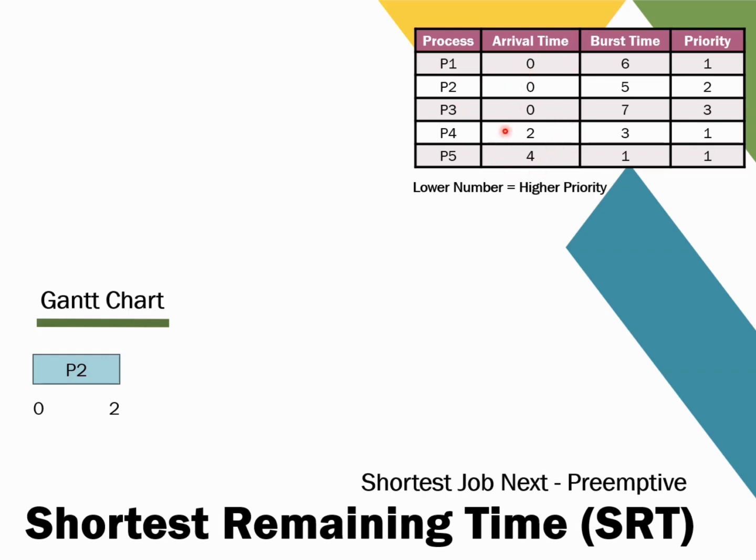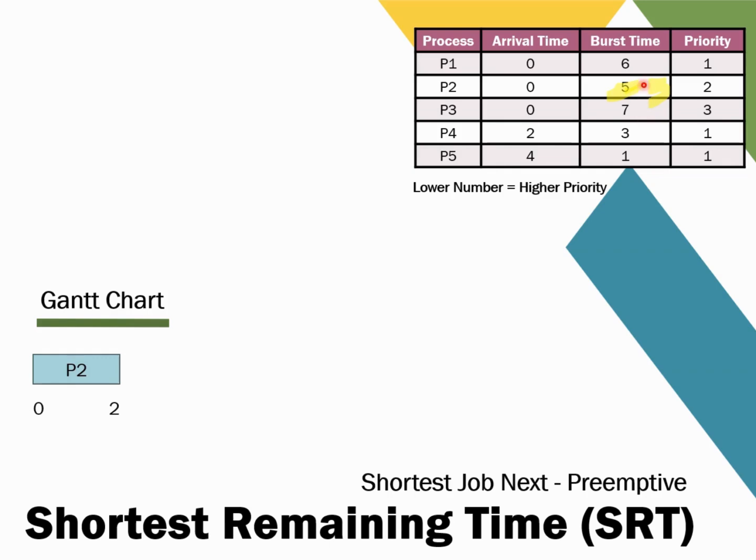So at time 2, you can see we have another process that came in the ready queue. We call it P4 here. So at 2 nanoseconds, the CPU was allocated to P2, and now, as you can see, 5 minus 2, we have 3 more. So we need 3 more CPU burst time for P2, and we also need 3 CPU burst time for P4.